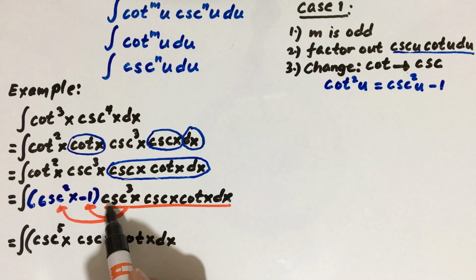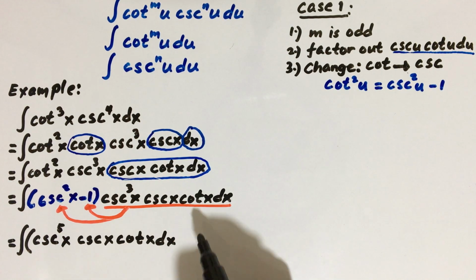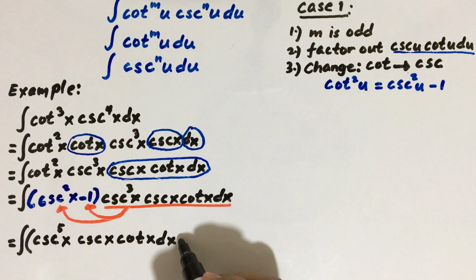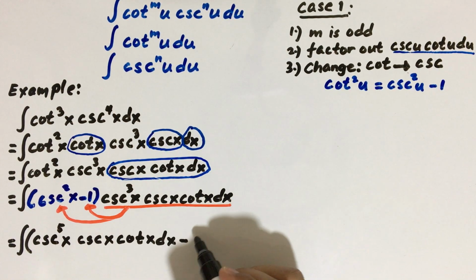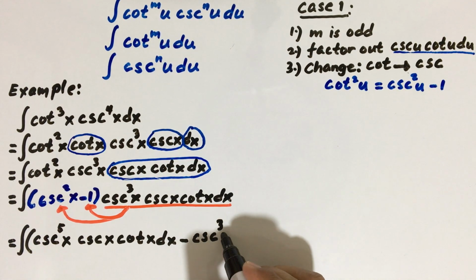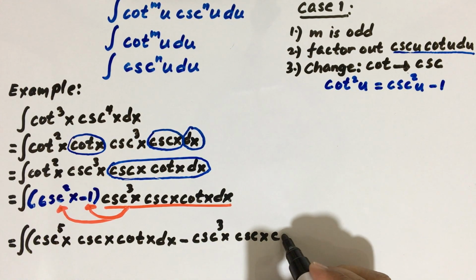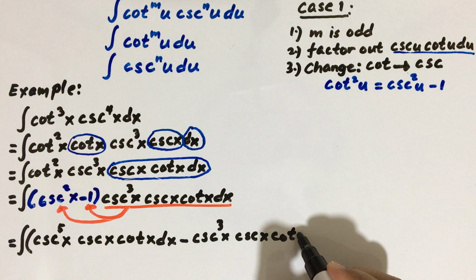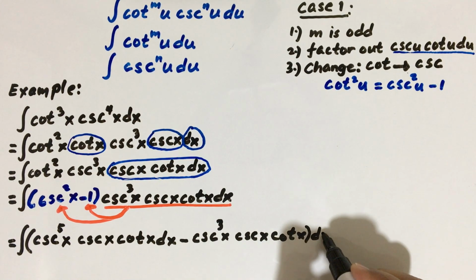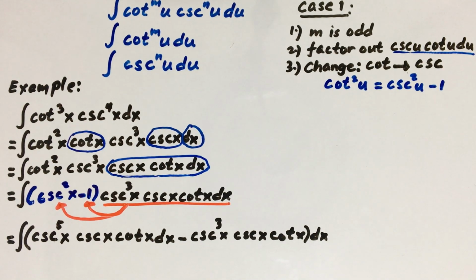Okay, then after that, same thing, we have to multiply by the second term. So this is negative, so the whole thing here is multiplied by negative 1, so that's negative cosecant cubed x times cosecant x times cotangent x, then the whole thing is multiplied by dx.